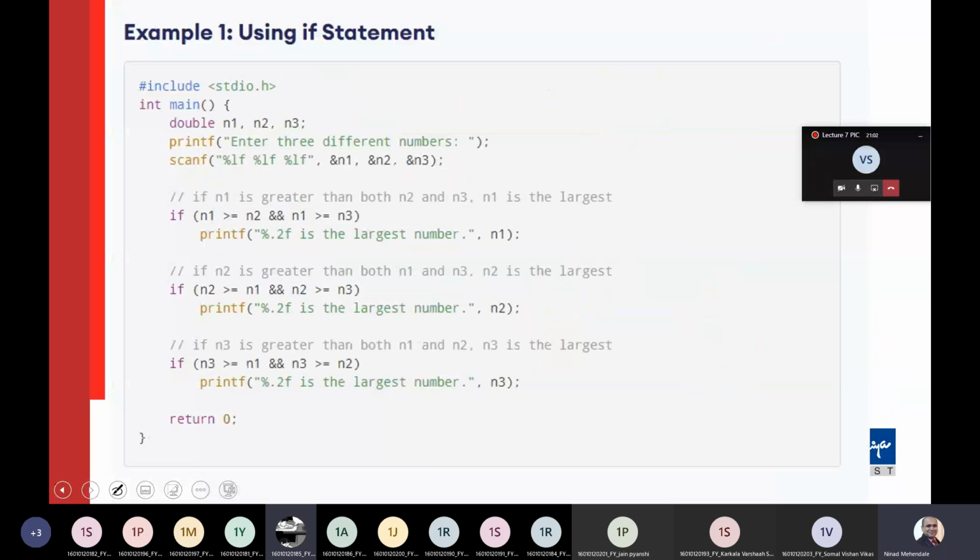Now another example using if statements, like this program we have already studied as our experiment 2, where we are asked to find the largest of the three numbers. So this is with the if statement. The user takes three inputs in the double format, n1, n2, n3, and it will ask the user to enter three different numbers. Since it's a double, we use %lf, %lf, %lf, and then ampersand n1, ampersand n2, ampersand n3.